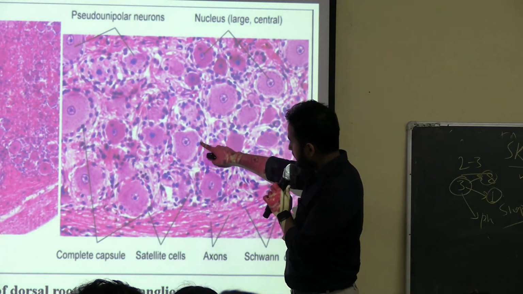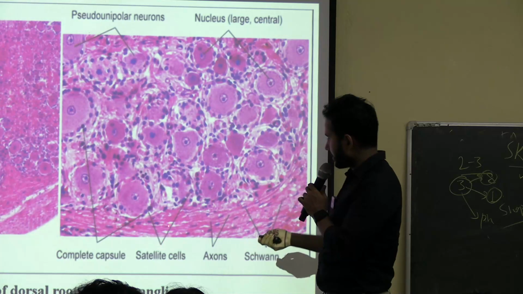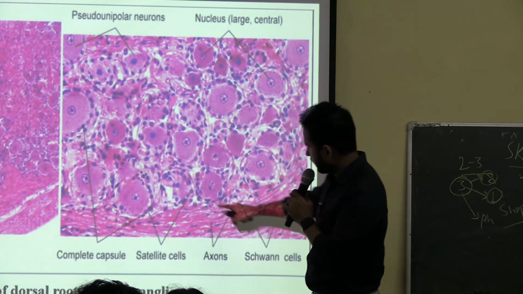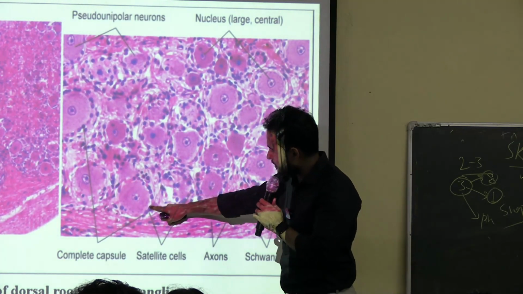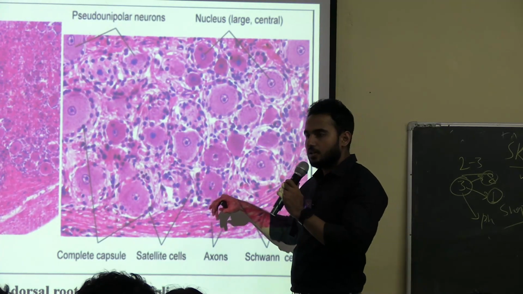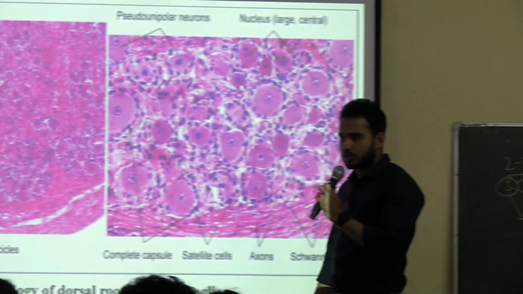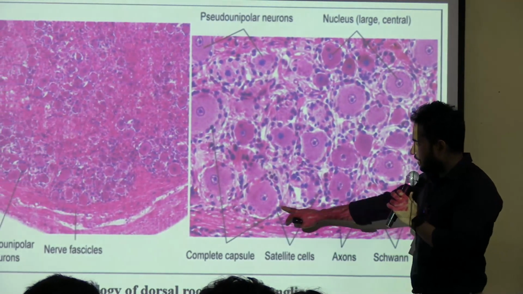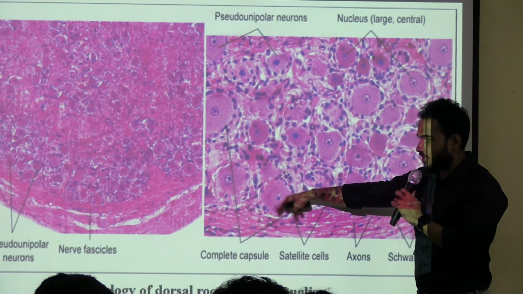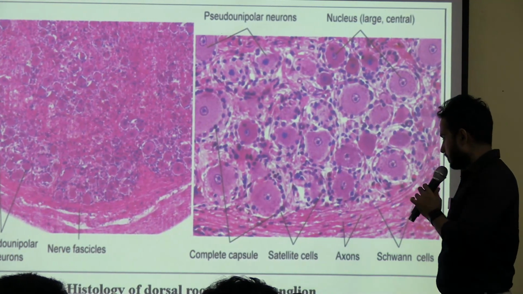Next, if you see the periphery, then you will see the satellite cells. The cells you can see here are the satellite cells. These satellite cells are completely covering the neurons, forming a capsule around the neurons. Now what is the function? They provide nutrition to these particular neurons. That's why these satellite cells or capsular cells are present.